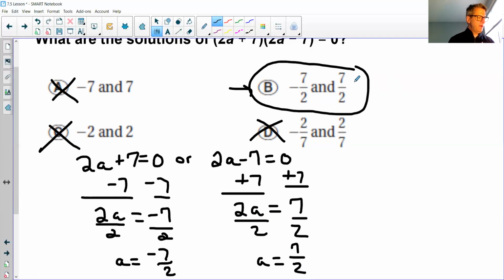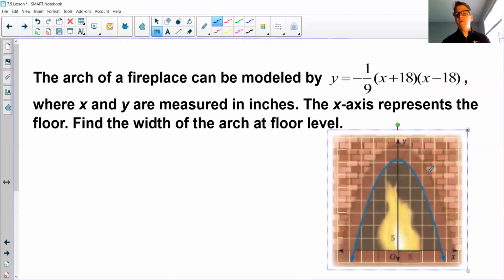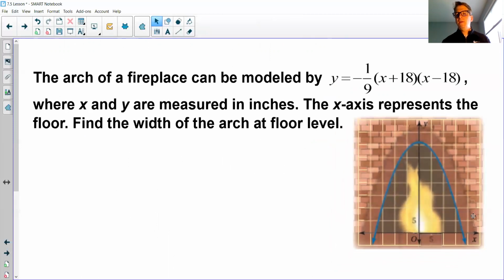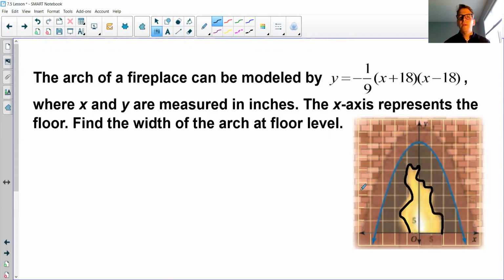Okay, example 3, real life application. What we have here is a question about a fireplace. Let me move my dialog box up. So if you look at a fireplace, here's the flame, going up and down like this. The arch of a fireplace can be modeled by y is equal to -1/9 times (x + 18) times (x - 18), where x and y are measured in inches.